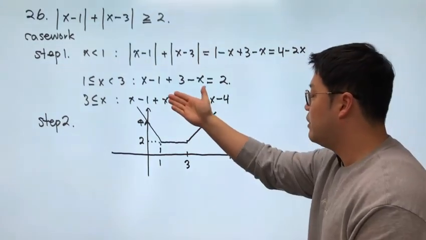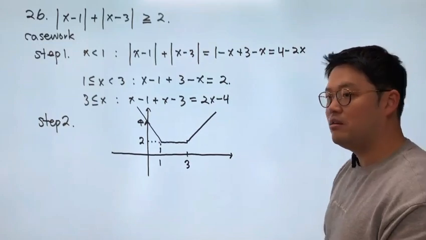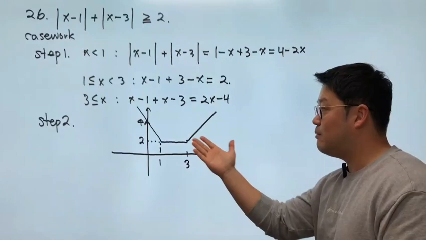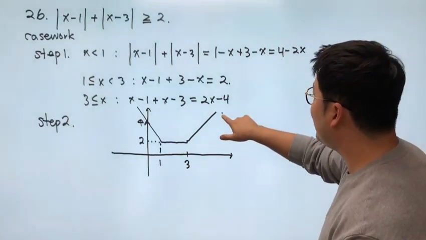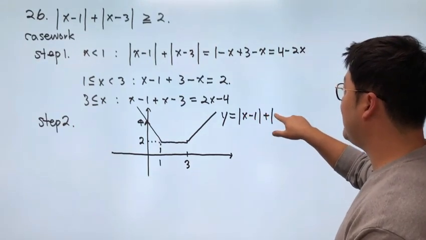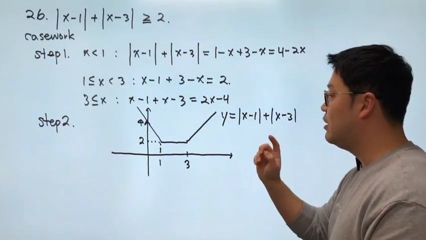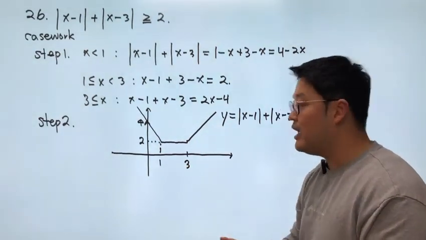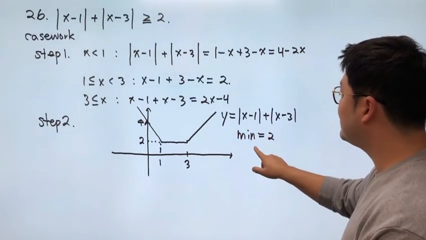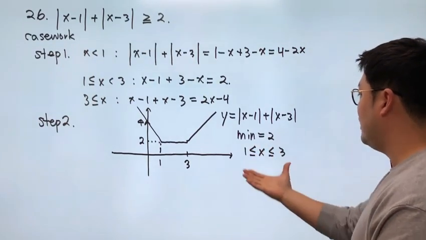So the overall shape looks like a U shape, or someone raising their arms. We get these weird looking figures, and this will be y equals the absolute value of x minus 1 plus the absolute value of x minus 3. So when do we get the minimum possible value of this graph? Well, the minimum will be 2 when x is between 1 and 3 inclusive.